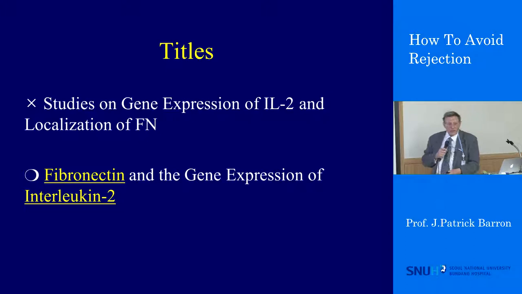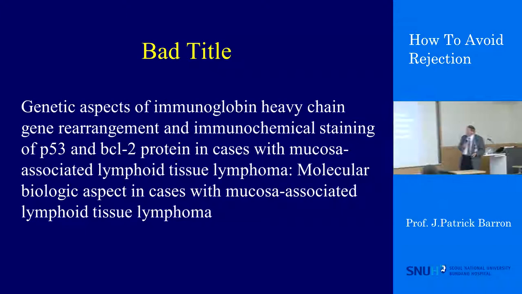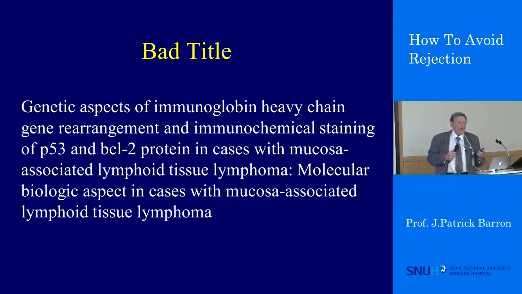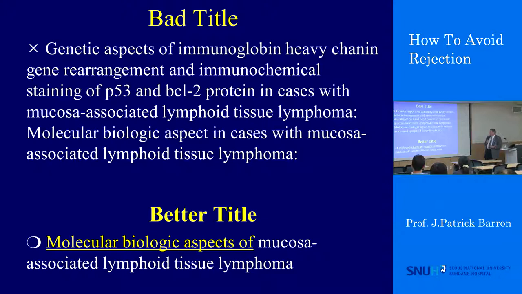Again, look, this is a pretty bad title. You have six lines. It's more like a small paragraph than a title. Genetic aspects of immunoglobulin, heavy chain, gene rearrangement, and so on. And there's also this colon for a subtitle. Most journals do not like subtitles. Now, 30, 40, 50 years ago, that was okay. But today, put it in one title is the main philosophy. So we get: molecular biologic aspects of mucosa-associated lymphoid tissue lymphoma. And that more or less covers this area.